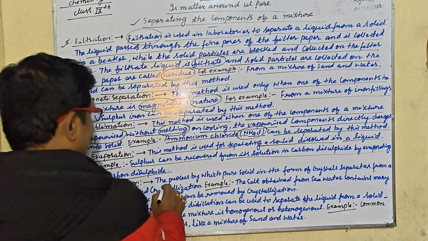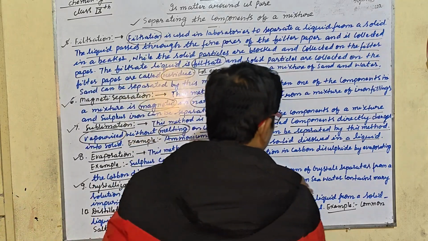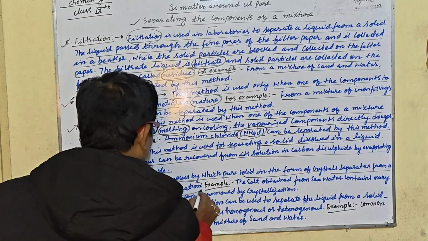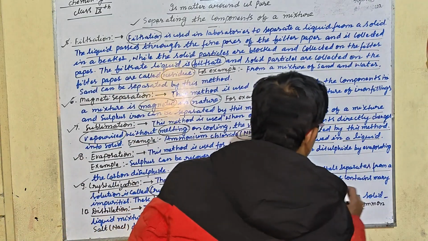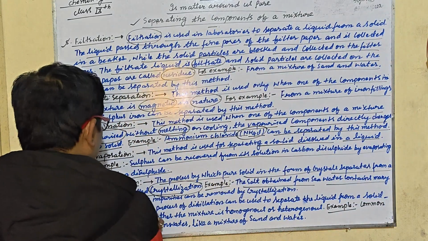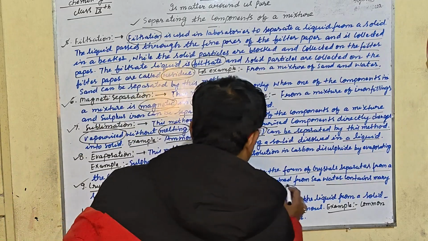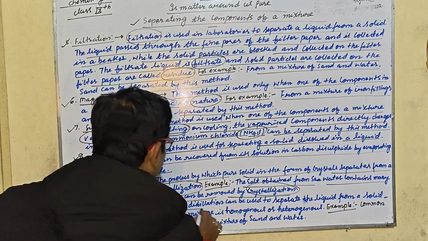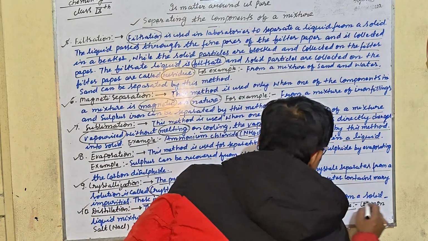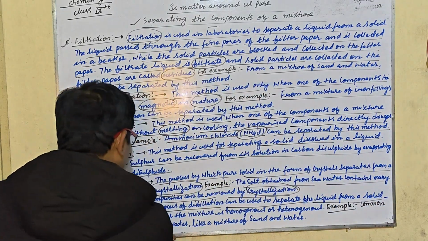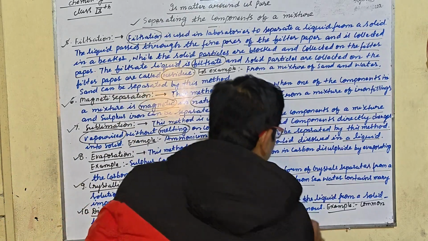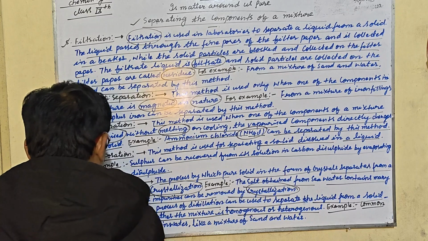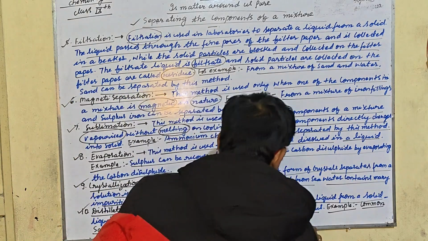Ninth is crystallization. The process by which a pure solid in the form of crystals separates from a solution is called crystallization. Example, the salt obtained from seawater contains many impurities. These impurities can be removed by crystallization. The last one is distillation. The process of distillation can be used to separate the liquid from a solid-liquid mixture, whether the mixture is homogeneous or heterogeneous. For example, common salt, NaCl, dissolved in water, like a mixture of sand and water.